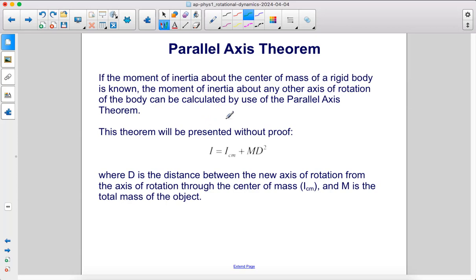If the moment of inertia about the center of mass of a rigid body is known, the moment of inertia about any other axis of rotation of the body can be calculated by use of the parallel axis theorem. This theorem will be presented without proof. The new moment of inertia will be the moment of inertia about the center of mass plus md squared, where d is the distance between the new axis of rotation and the original axis of rotation through the center of mass, and m is the total mass of the object.